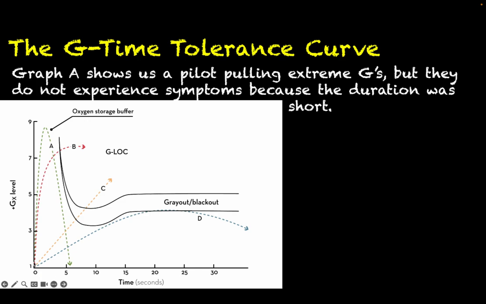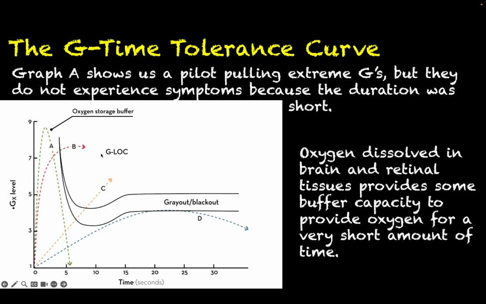Graph A shows us a pilot that is pulling extreme Gs, so almost up to 9 Gs, but they do not experience symptoms because the duration was very, very short. So they pull 9 Gs, but this all occurs within the time frame of only about 5 seconds. So they stay on this part of the graph. If any of these pilots cross over into this part right here, they will experience gravity-induced loss of consciousness. So if that pilot had pulled 9 Gs for 10 seconds instead, they definitely would have lost consciousness.